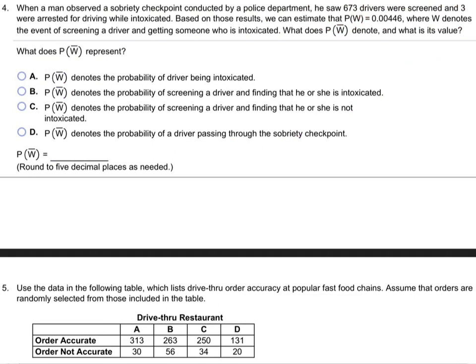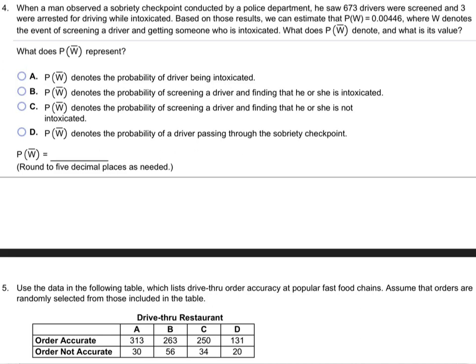When a man observed a sobriety checkpoint conducted by the police department, he saw 673 drivers screened, and 3 were arrested for driving intoxicated. Based on the results, we can estimate that P of W is 0.00446, where W denotes the event of screening a driver and getting someone who's intoxicated. What does P of W bar denote, and what is its value?